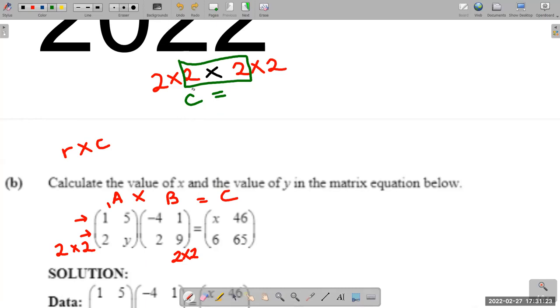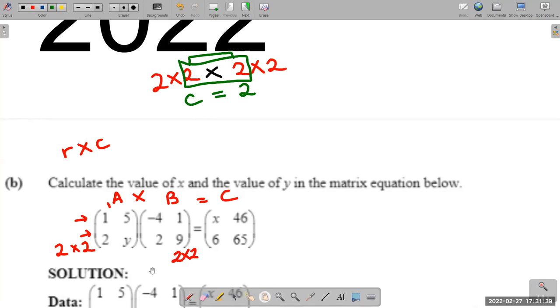Everybody with me? The column of the first matrix must be the same as the number of rows in the second matrix, aka the two center numbers. Once they match, you're good to go with multiplying.